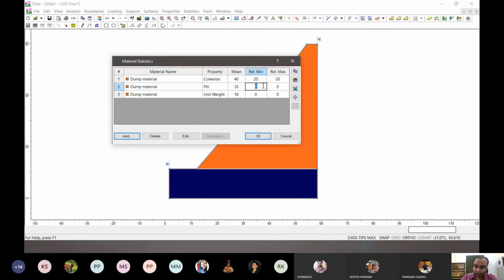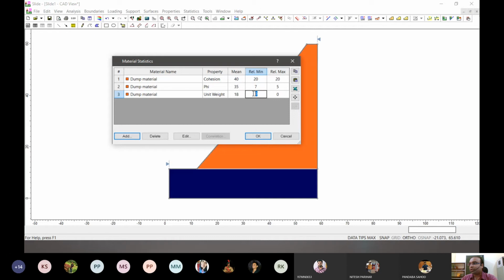So 28 is like 6. No, it's 5, 6, 7. 28 is minus 7, and we want to go to 40, so it is 5. Here also it's easy, because whichever range we want, we can easily give it here. So unlike probability analysis, we don't have to take care of any standard deviation or anything. Just give the maximum and minimum values in terms of relative minimum and maximum.